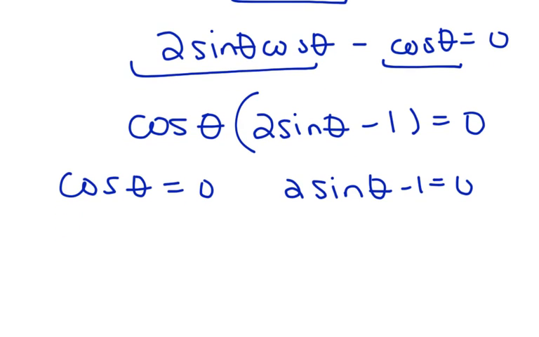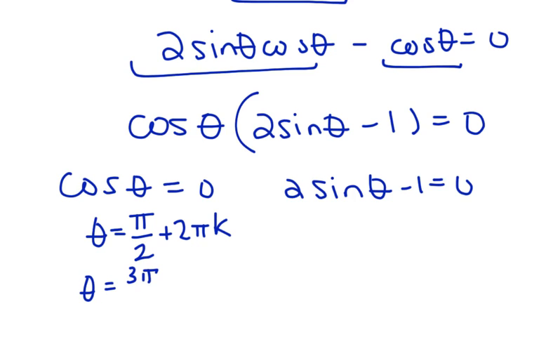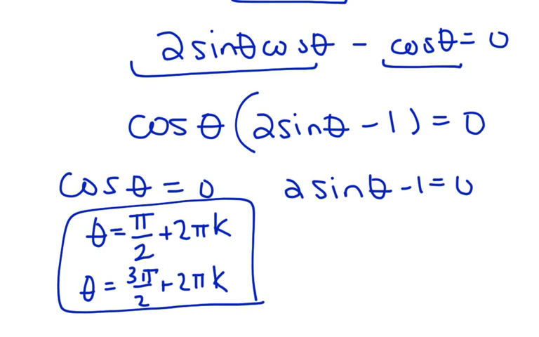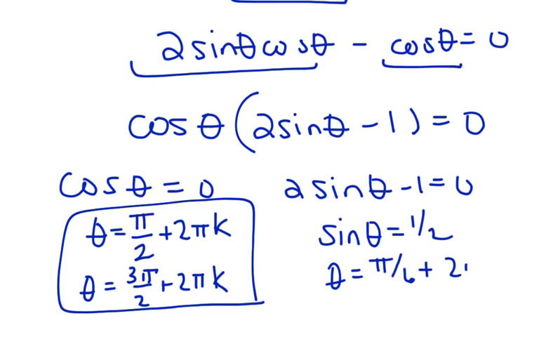So where is the cosine of theta equal to 0? Well, if you look at the unit circle, you find that it hits 0 at pi over 2, which is 90 degrees, and it hits again at 270 degrees, which is 3 pi over 2. And don't forget your 2 pi k's. This one, when I solve, I'm going to get sine theta is equal to 1/2, and this is the one we keep coming up with. So by now I hope you've got it memorized. The two answers where sine is positive 1/2 are going to be pi over 6 and 5 pi over 6.